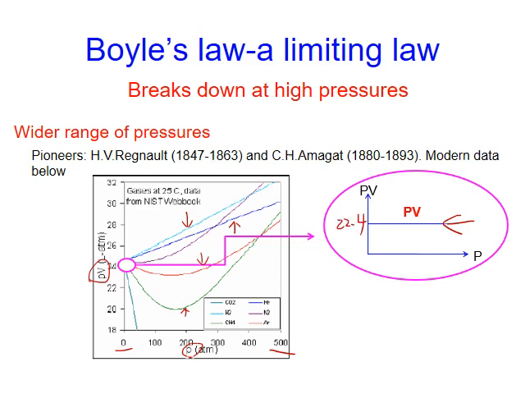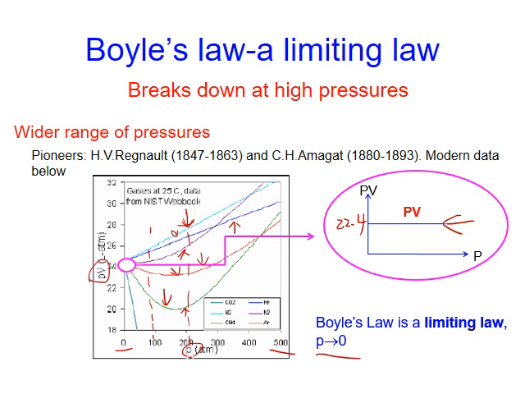In other words, at a very low pressure, all gases obey Boyle's law. When pressure increases to 100 atmosphere or 200 atmosphere, we can see that the product of PV for different gases deviate from each other. So at high pressure, gases do not obey Boyle's law. Boyle's law is a limiting law, only valid when pressure approaches 0.